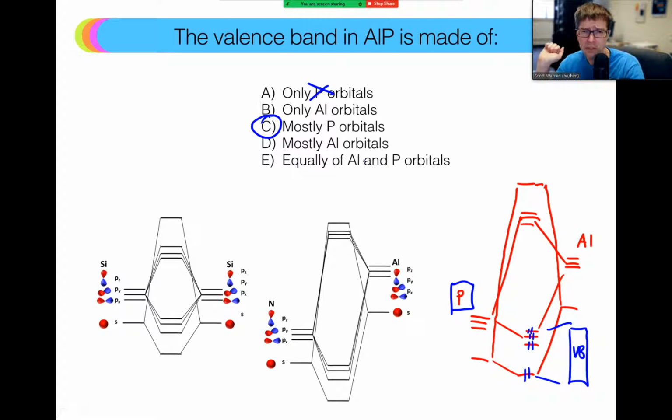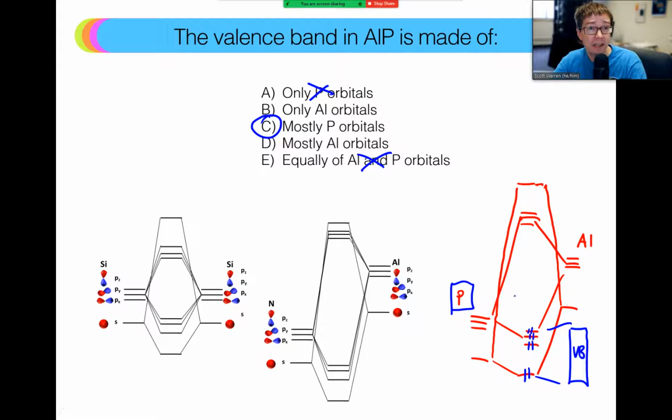And those contributions are not equal either. So we would say our valence band is made mostly from phosphorus. Okay? And that makes sense because we know that aluminum is more electropositive, phosphorus is more electronegative, so we would expect some amount of electron donation from aluminum to phosphorus. Hence, the phosphorus is going to have extra electrons.